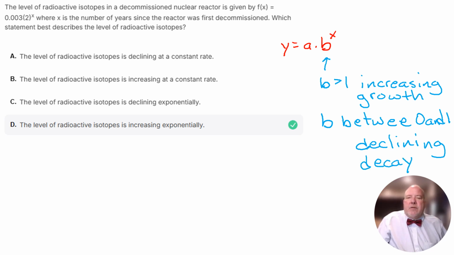So all we have to do in this question is look at the value of b and see what it is. If I look over here, b is the number that has the exponent on it, and so that would be 2. So 2 is greater than 1. So this is increasing or growth. So this is increasing exponentially. So the answer is D.